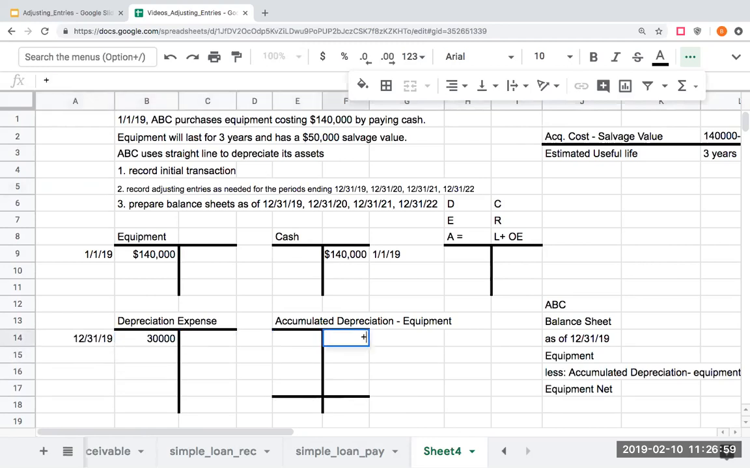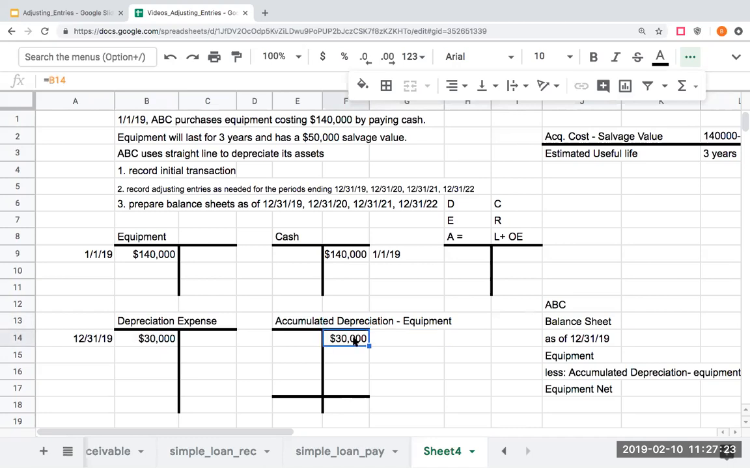I'm going to credit accumulated depreciation on the equipment. Now, what's very important to remember is that accumulated depreciation on the equipment is a contra asset account. It reduces the carrying value of the particular equipment. I do not credit the equipment for $30,000. That is not correct. I have to show this separately.